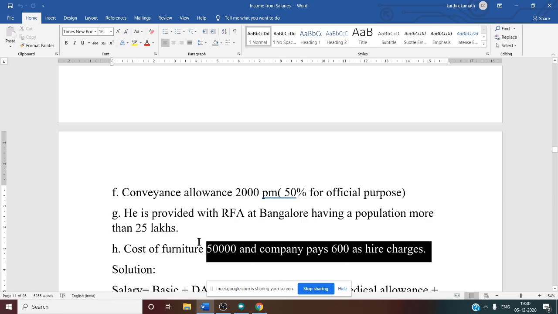Now the cost of furniture is 50,000 and the company pays 600 as hire charges. Which one should we consider?